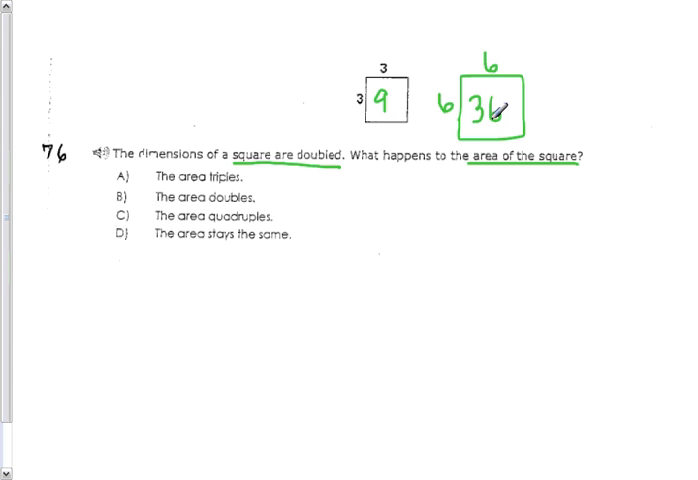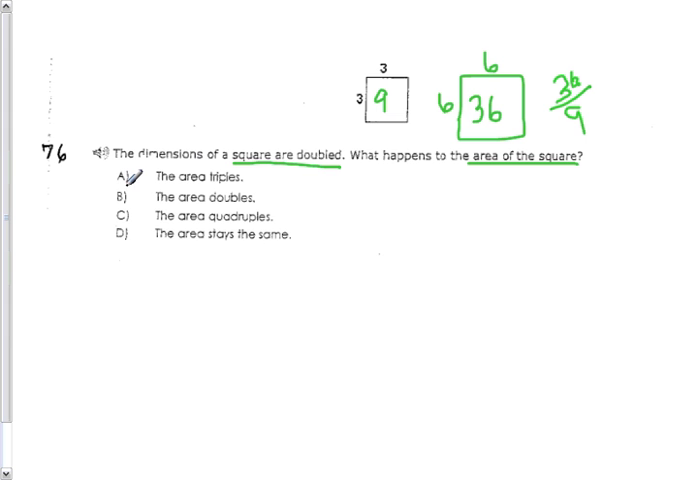Now, if you want to know what happens to the area of the square, this has gotten 4 times bigger. Or you could take, on your calculator, 36 and then divide that by 9. And when you divide 36 by 9, you will get 4. And so the area has gotten 4 times bigger.